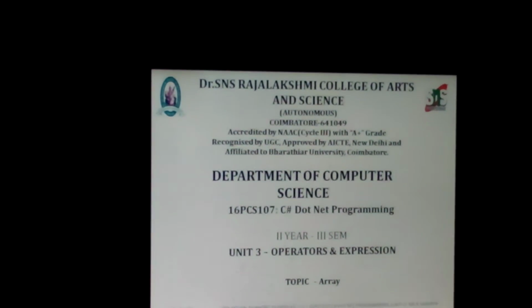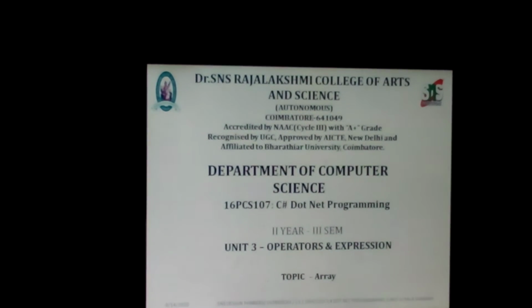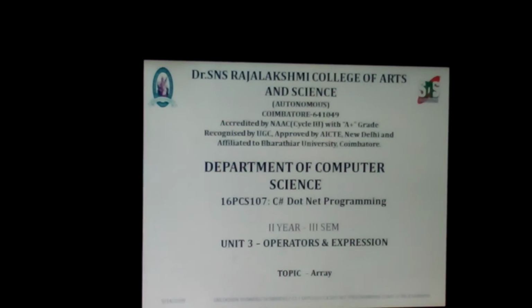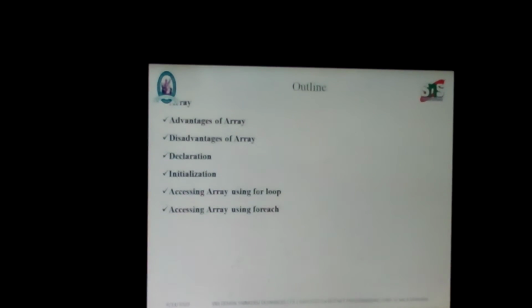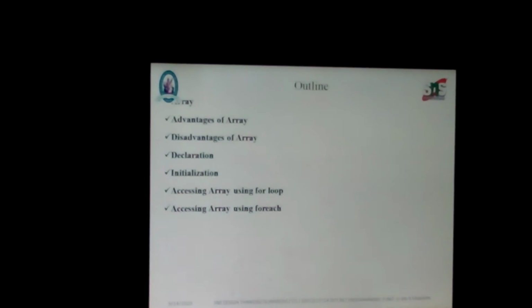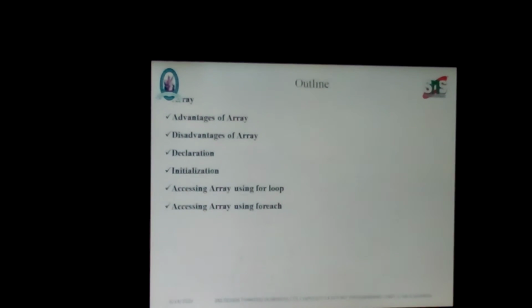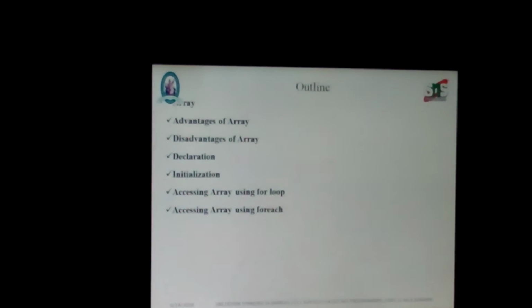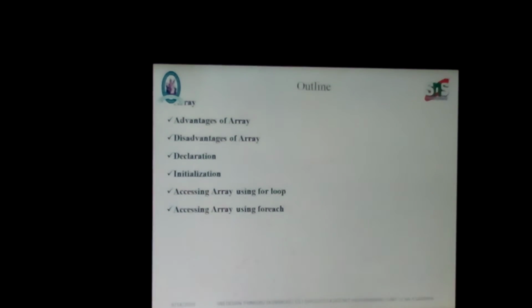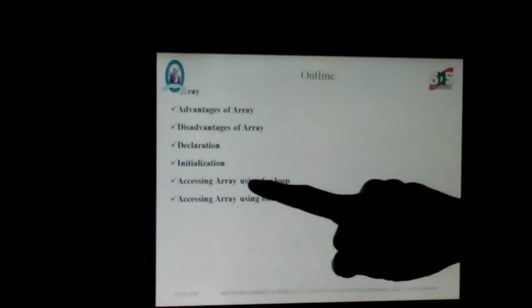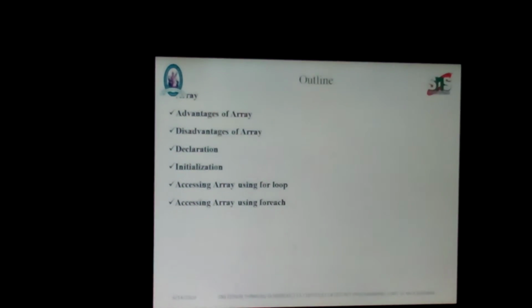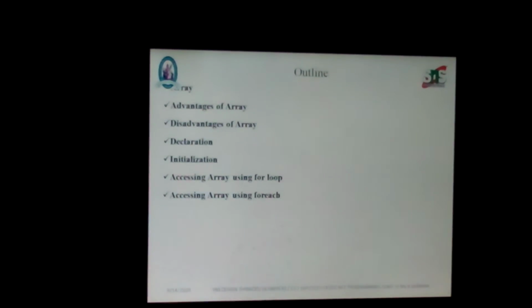So now we are going to cover the topic array. I hope you all know very well what is meant by array. Simply we are going to get an overview of array in C#. These are the topics we are going to cover now in array. What are the advantages and disadvantages of array, and then how to declare as well as initialize an array, and then how to access array using for loop, and then how to access array using foreach.